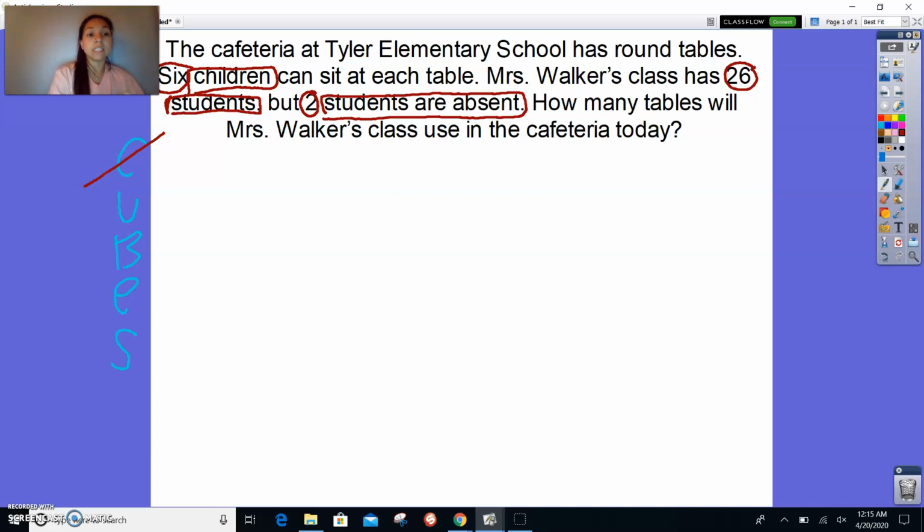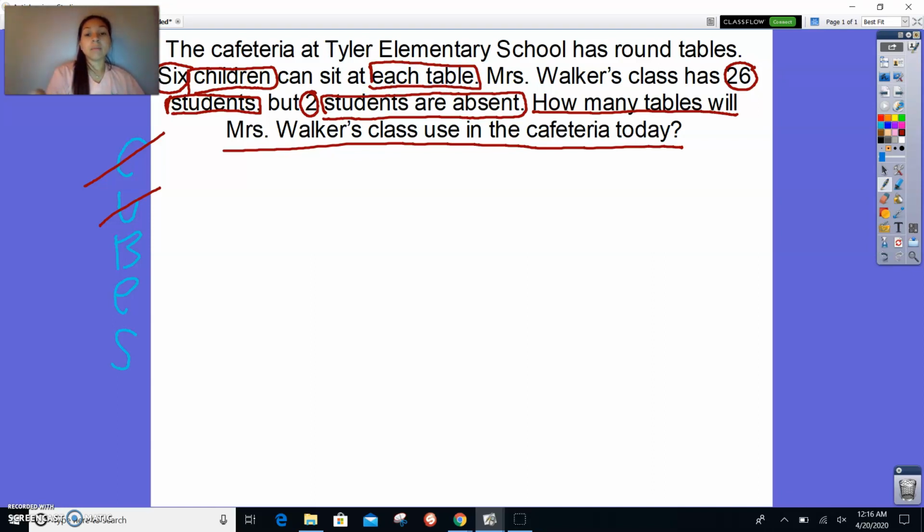I can cross out my C. Now I need to underline my question. How many tables will Mrs. Walker's class use in the cafeteria today? Perfect. I need to box in some important information. Well, I've already boxed in a lot of it because I had to box in the labels for my numbers. So I know that 6 children, but I also need to box in at each table. So that tells me at one table, 6 kids can sit there.